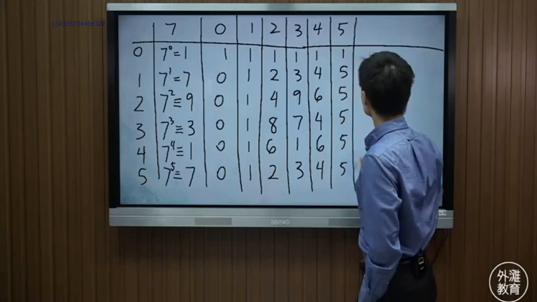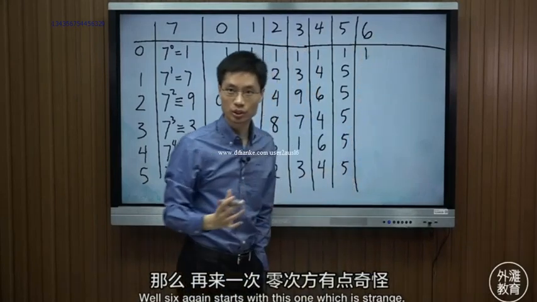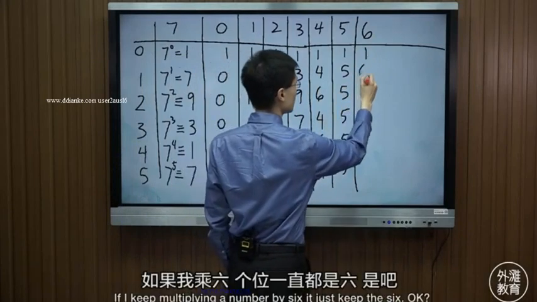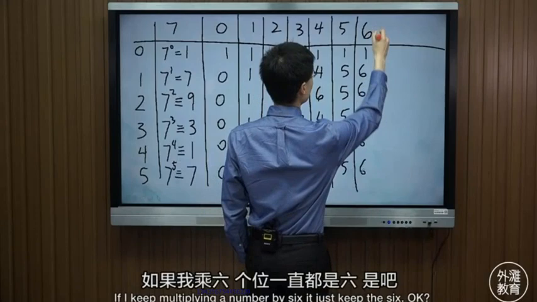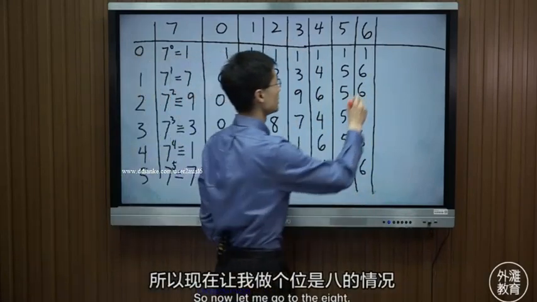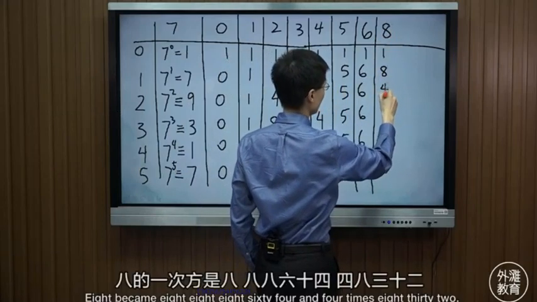How about 6? Well, 6 again starts with this 1, which is strange. But then I have all the powers of 6. If I keep multiplying a number by 6, it just keeps the 6. Okay? I already drew my 7. So now let me go to the 8. 8 becomes 8, 8, 64.